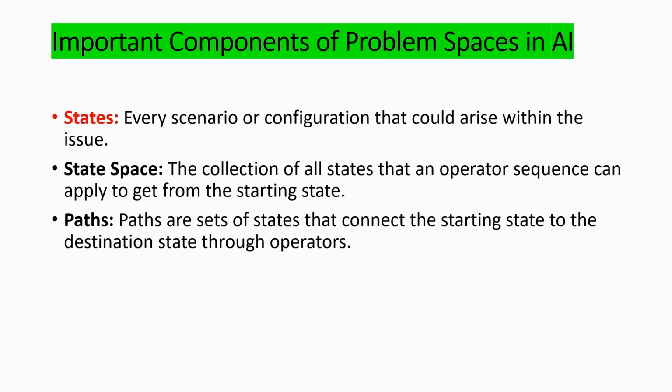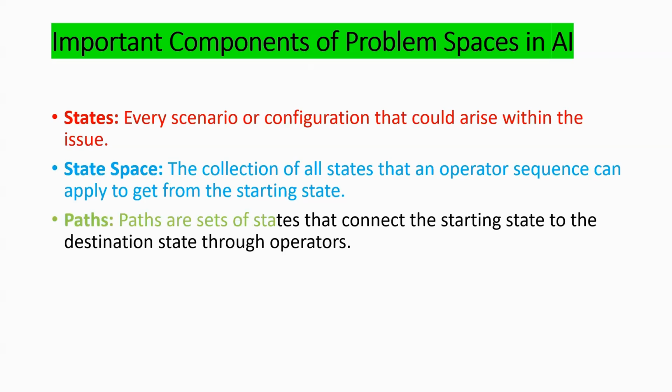So in states, we said every scenario or configuration that could arise within the issue, right? Each point on the map represents a possible state of the problem, a specific configuration and a position. The state space is the collection of all states that an operator sequence can reach from the starting state, like the positions of a chessboard or a location on a city map. Examples we can take like that.